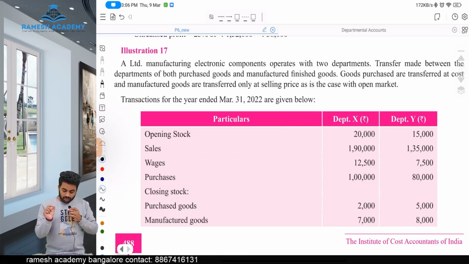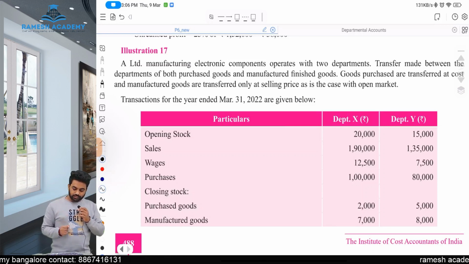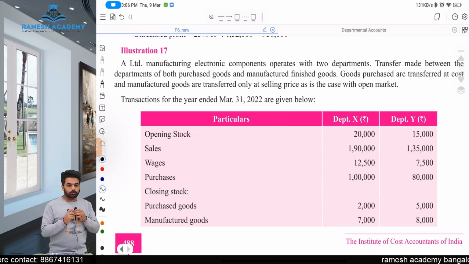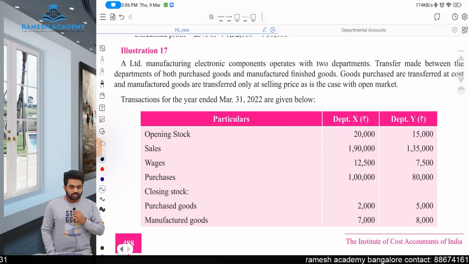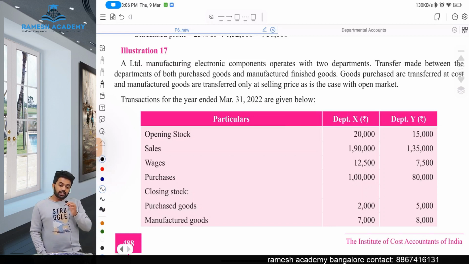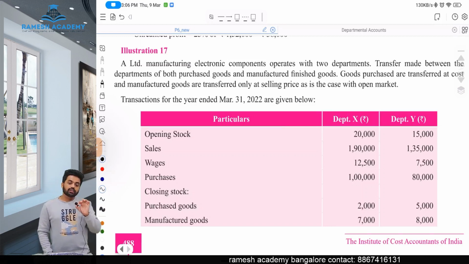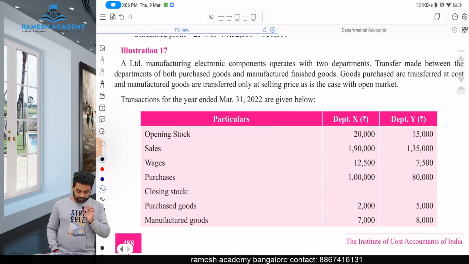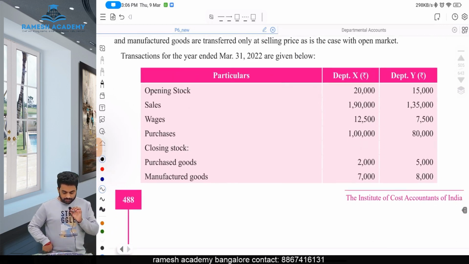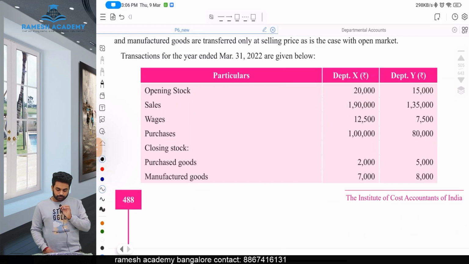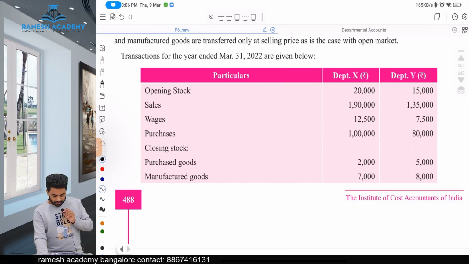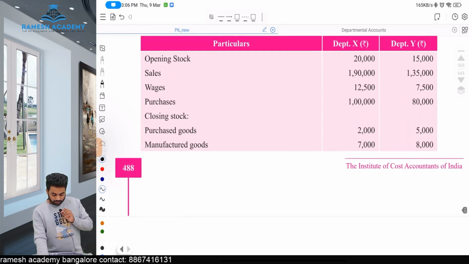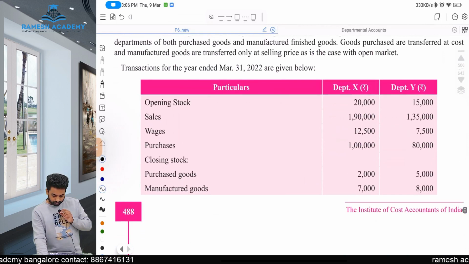Goods purchased are transferred at cost and manufactured goods are transferred at selling price, as in case of the open market. So if they are transferring the goods which they have purchased, then they are transferring it at cost price. If they are transferring the goods which they have manufactured, then they are transferring it at selling price. Transactions for the year, they have given opening stock, sales, wages, purchases, closing stock. Closing stock they have given separately. Purchased goods, manufactured goods.